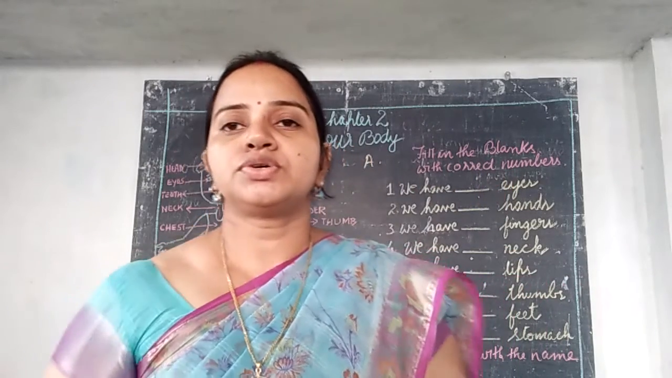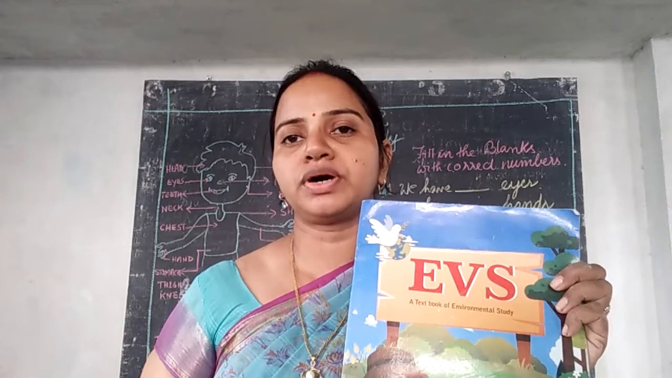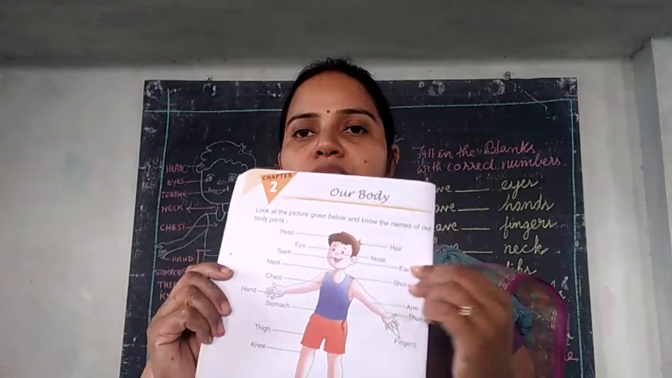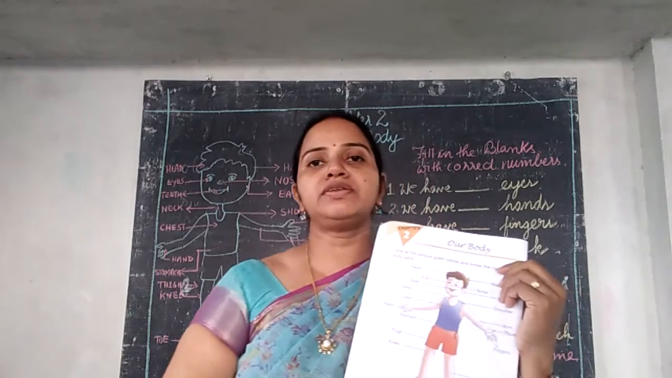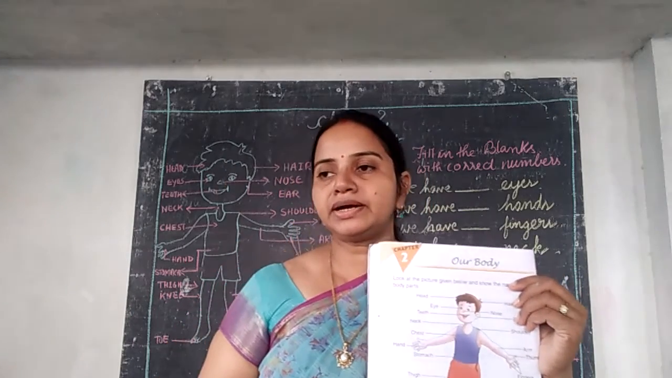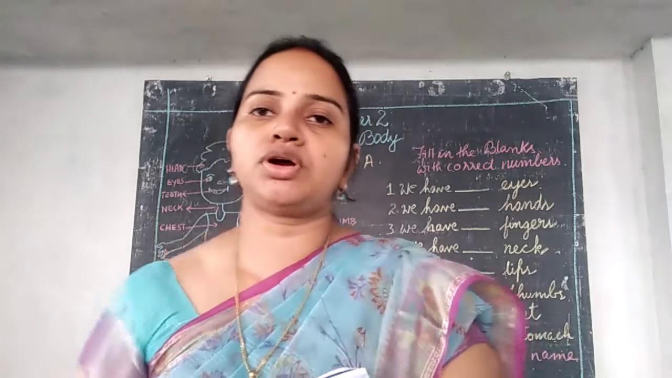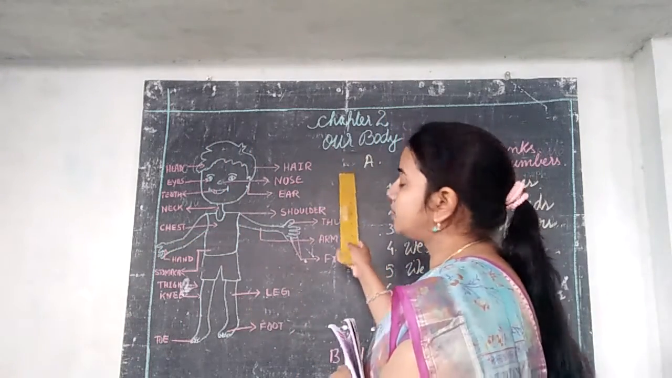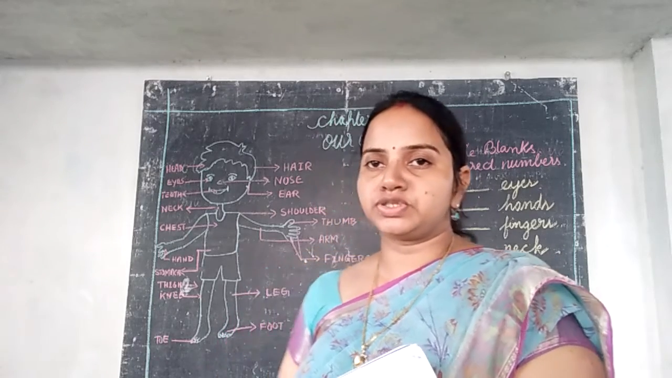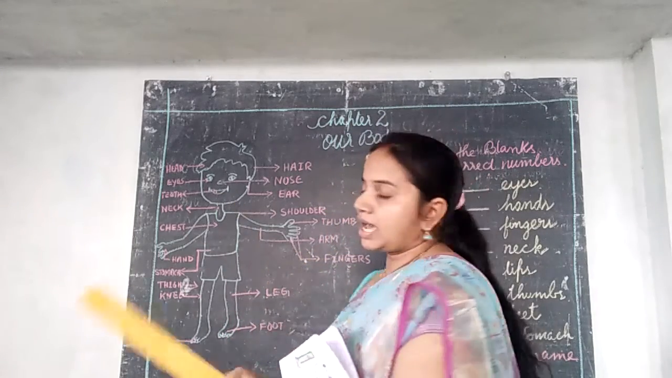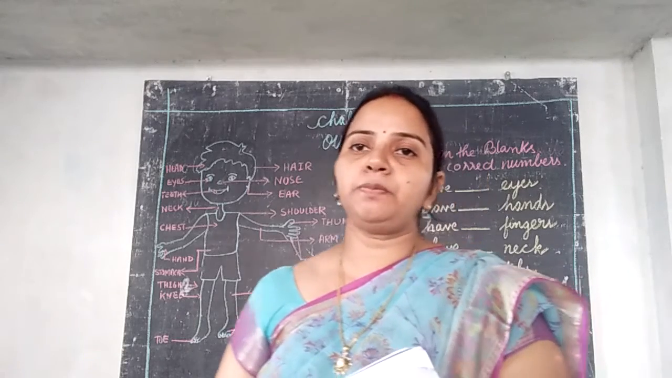So this is the book which has been prescribed by the school for the session 2020-21. And the chapter which has been given in chapter 2 is our body. There is a picture here. In this picture, the different parts have been labeled with the black color. Similarly, I have drawn the picture on the blackboard here, and I have also labeled it with the pink color. The picture has been drawn in green color, and the labeling has been done in pink color.